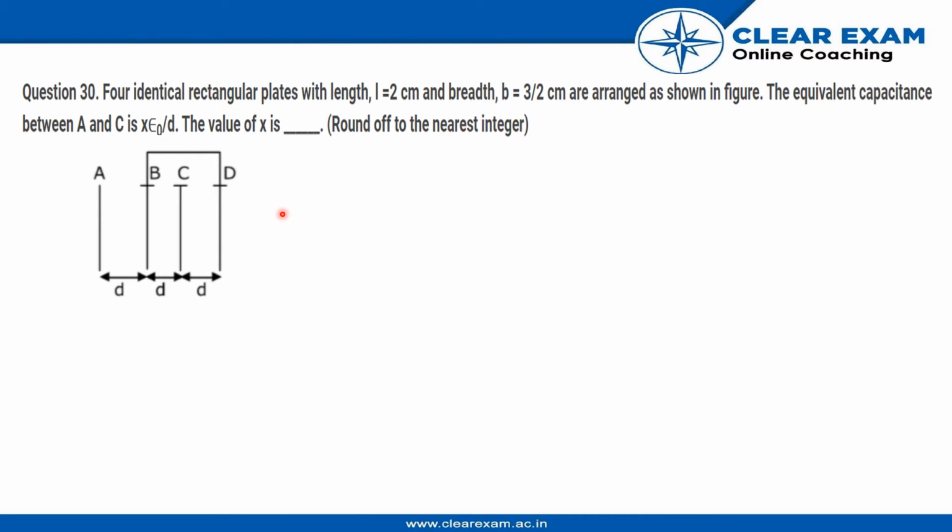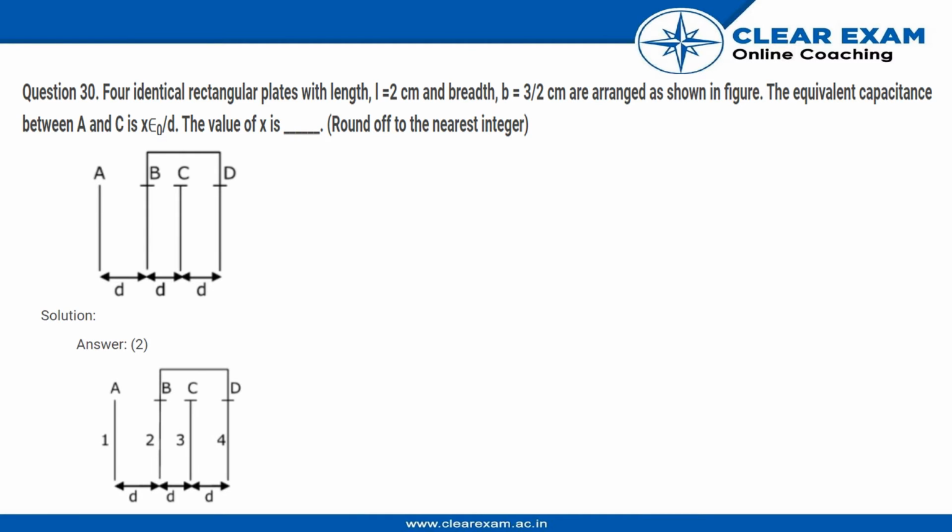If you look in the question over here in the figure, A and C are the capacitors whose equivalent capacitance is given to us, and B and D are connected to each other. We know that when two capacitors are connected to each other, they can be taken to have the same value in this case. So this is the figure over here.